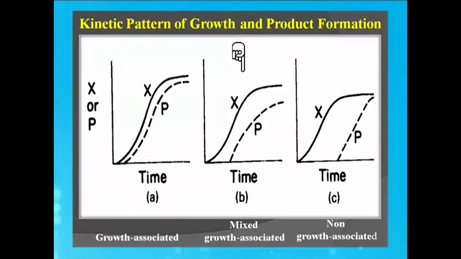While in the case of non-growth associated products, or as we have just explained, the secondary metabolites, the cells increase in number and are almost at the stationary phase when the product formation starts. So this is the secondary metabolite production, which mostly happens in the stationary phase.